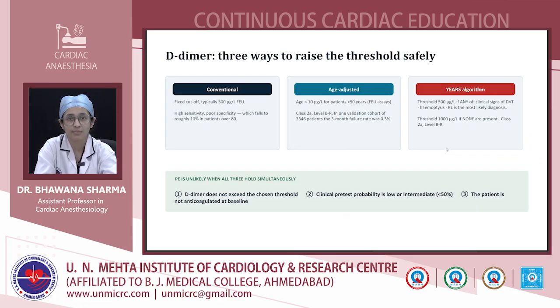D-dimer can be done in 3 ways: the conventional way, the age-adjusted way, and according to the YEARS algorithm. In the conventional way, there is a fixed cutoff, typically 500 micrograms per liter. It is highly sensitive but has poor specificity, which fails in about 10% of patients over 80 years. Age-adjusted is when we multiply age by 10 micrograms per liter for patients more than 40 years. If D-dimer does not exceed the chosen threshold and the clinical pretest probability is low or intermediate, then pulmonary embolism is unlikely.